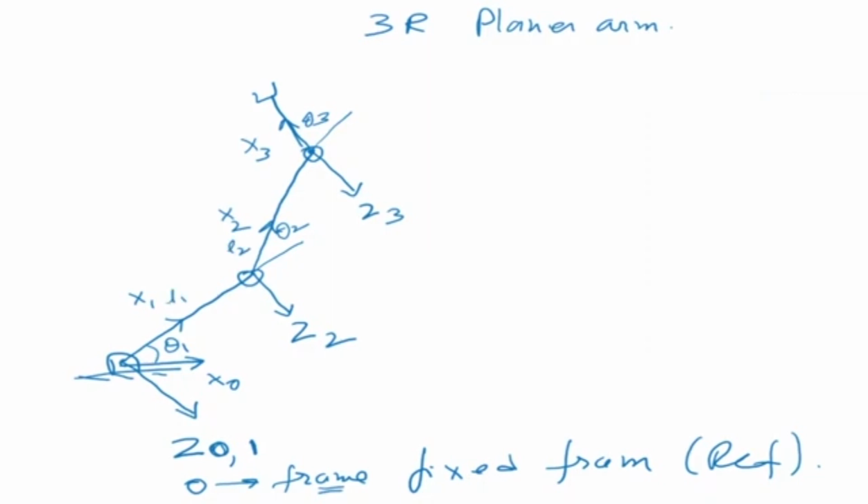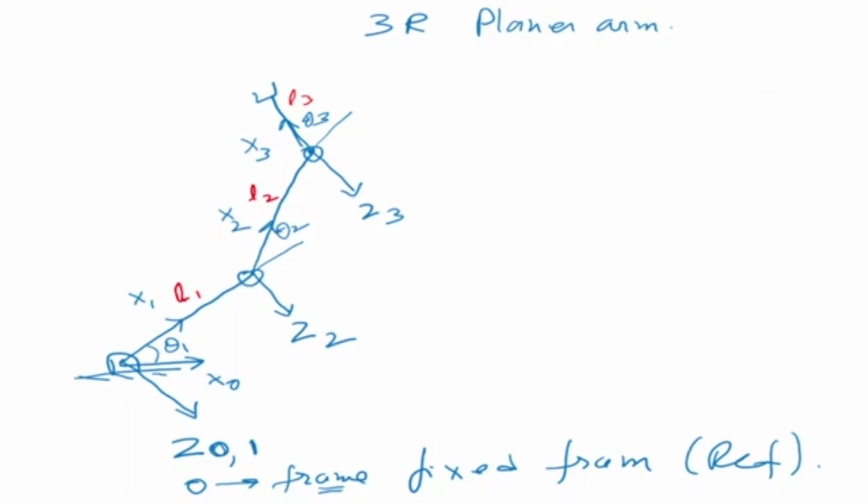The link lengths are L1, L2, and L3. Let me write them in red color. So there are 3 frames actually. 0 is the reference frame. On axis 1 we are fixing the first frame, on axis 2 the second frame, and axis 3 is the third frame. Now when this robot manipulator moves, what will happen? The joint angles theta can change. That's how it moves.